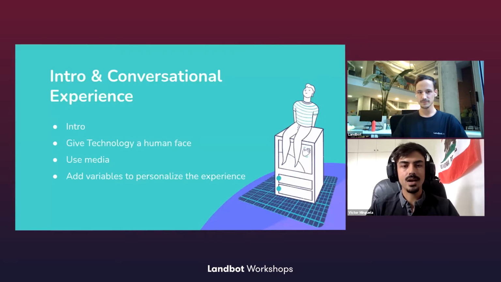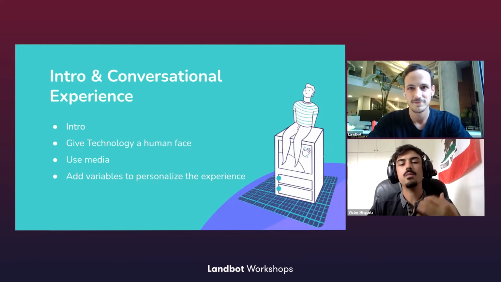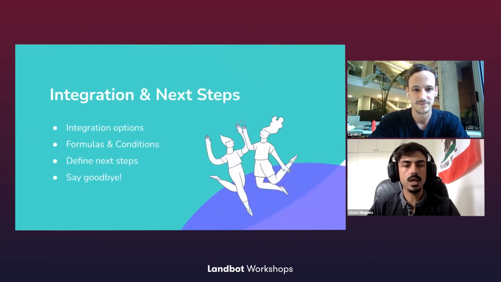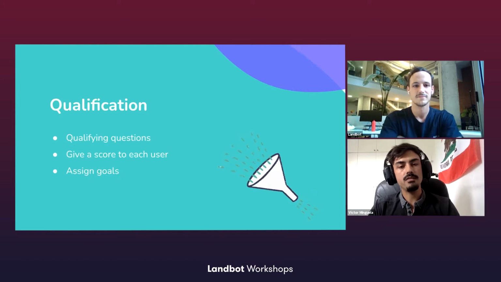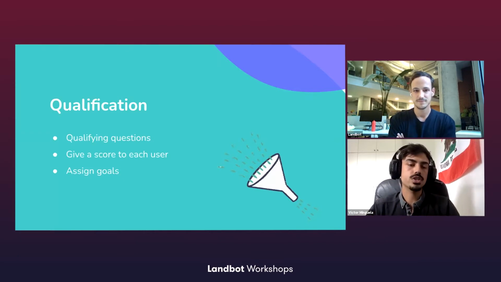Okay. So just to give you some bullet points on this part, first we'll make the intro. I'll be explaining the conversational experience, how we give that human face to our bots, and how we use media to reinforce this, and how to add different variables to personalize this experience and be more engaging with your clients and users. And afterwards, I'll be explaining the qualification process, how we use different qualification questions, how we assign a score, and goals to measure if the bot is performing as expected.